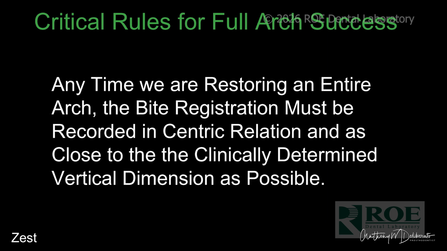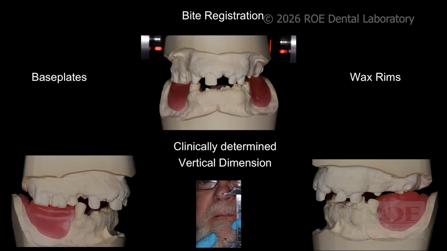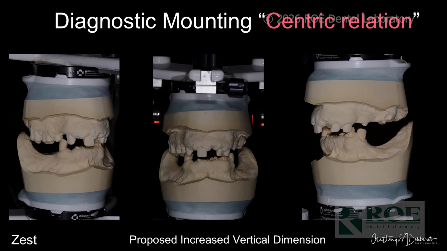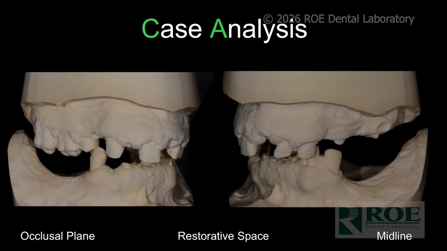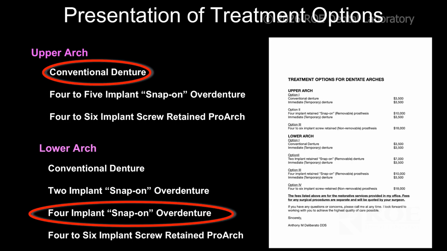Again, stressing centric relation is where we have to be. For that reason, we can't just take these mush bites and tell our lab, do the best you can. Let's make base plates. Let's determine vertical dimension. Let's be able to take a nice bite in centric relation. So here are our models mounted in centric relation. I've opened the bite up, and I can do that predictably because I've taken a face bow, and it's not going to introduce occlusal interferences by just arbitrarily mounting the models.